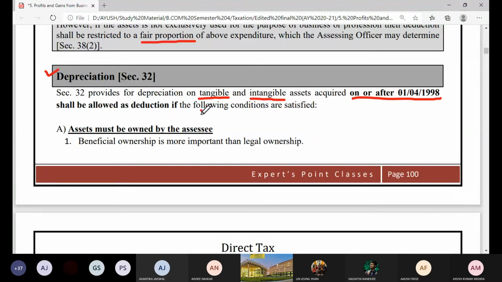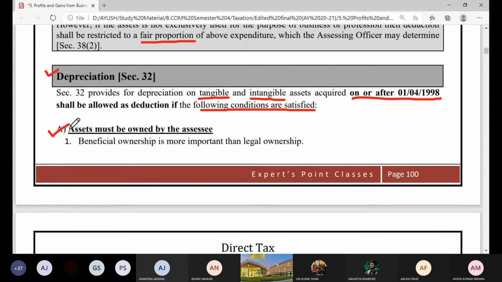But the depreciation is allowed only if the following conditions are satisfied. Now, what are the following conditions? Condition number 1, the asset must be owned by the assessee. Now, again, you know this because I think you have studied hire purchase in your accountancy.